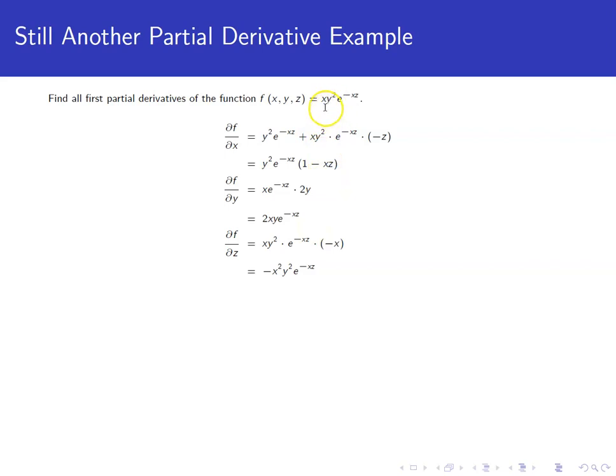Likewise, when we differentiate again with respect to z, this is the only part that has a z in it, so the xy squared is a constant, so we'll have the constant times the derivative. And like we had before, derivative of e to a power is just e to the power, but this time we're differentiating the z, which is where the minus x comes from, because the derivative of z would just be 1, and then simplify, we'll get negative x squared y squared e to the minus xz.